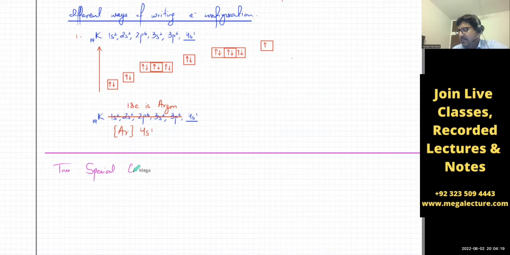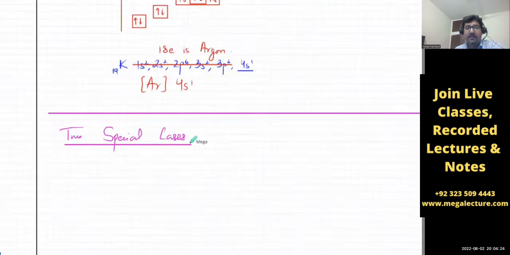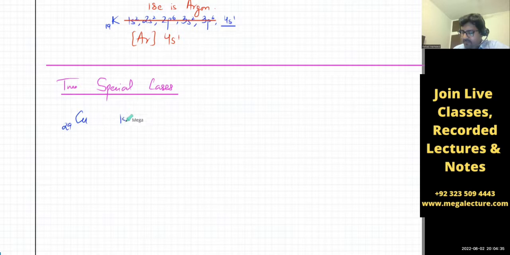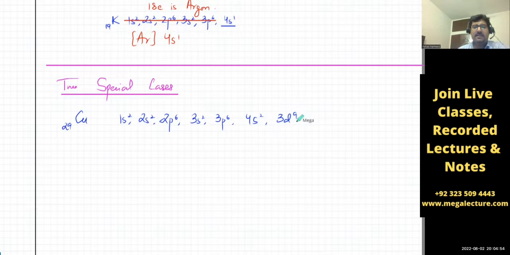The reason I'm calling them two special cases is that their electronic configuration is slightly different from what you get from the Aufbau principle. For example, if you look at copper, it has 29 electrons. So it's 1s2, 2s2, 2p6, then 3s2, 3p6, then 4s2, and then 3d9. That is what you're going to get if you follow the Aufbau principle.